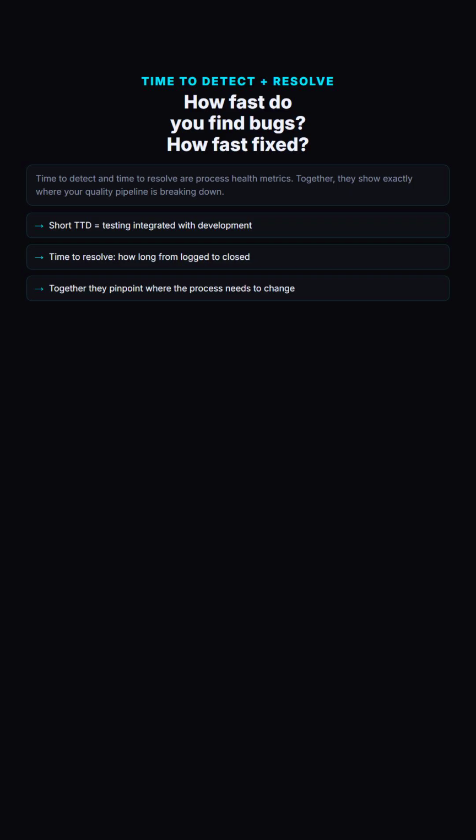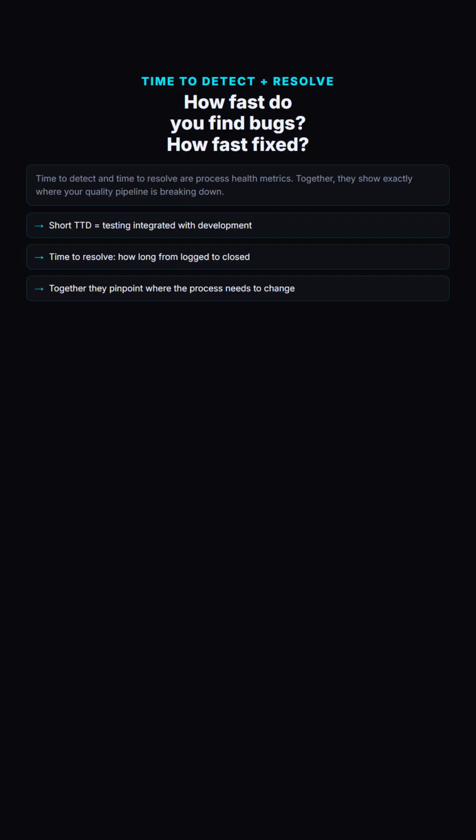Time to resolve measures how long it takes from when a defect is logged to when it is fixed, retested, and closed. Together, these two metrics create a map of your team's quality process efficiency. If time to detect is short but time to resolve is consistently long, the bottleneck is in the fix and retest cycle. Developers may be overloaded, the defect prioritization process may be unclear, or there may be insufficient capacity for unplanned bug work during sprints.